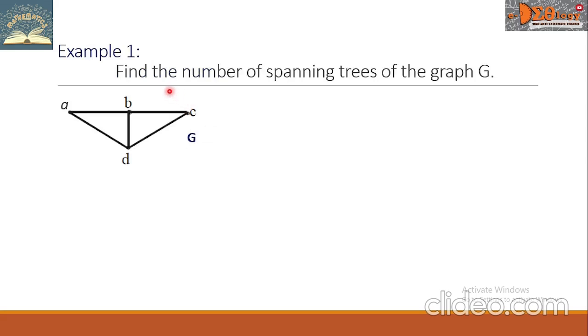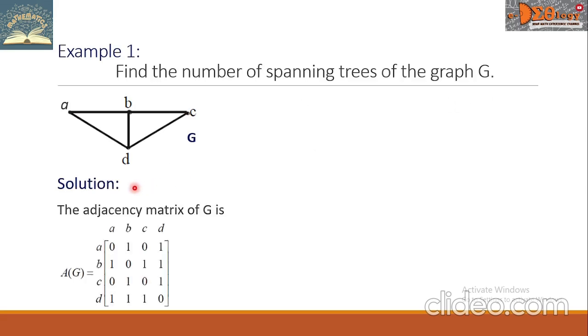Example 1. Find the number of spanning trees of the graph G. This is our graph. First, we're going to write the adjacency matrix of G. And here it is, the matrix A of the graph G.